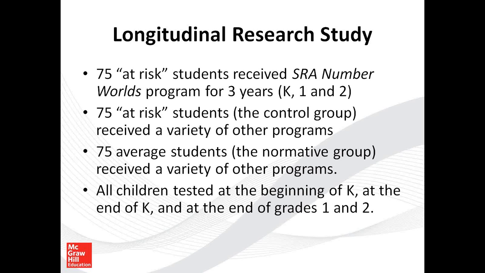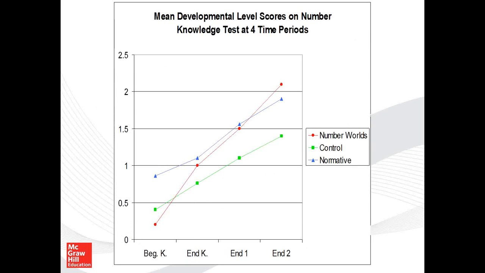The normative group were drawn from a magnet school that was highly acclaimed in the city, and they were considered to have very good programming in all subjects, including mathematics. So all of the children were tested at the beginning of kindergarten, at the end of kindergarten, and at the end of grades 1 and 2.